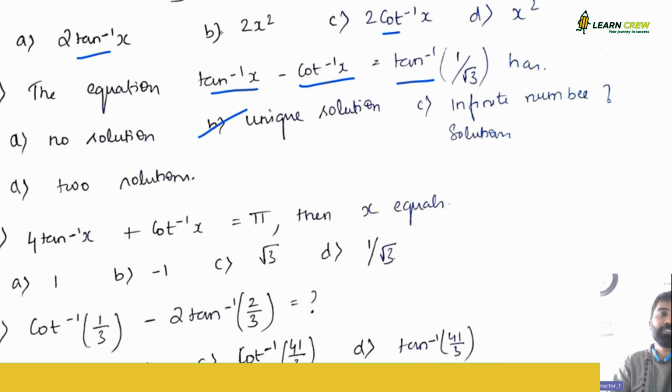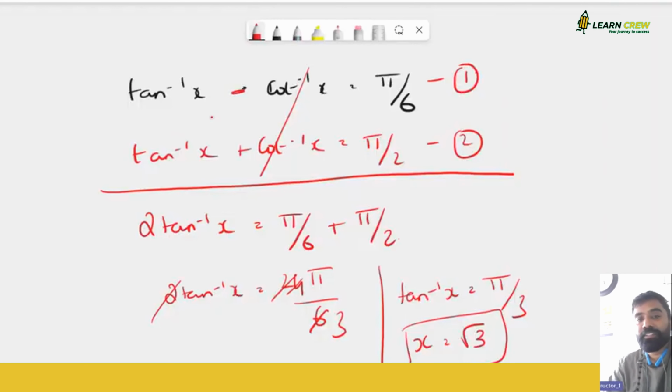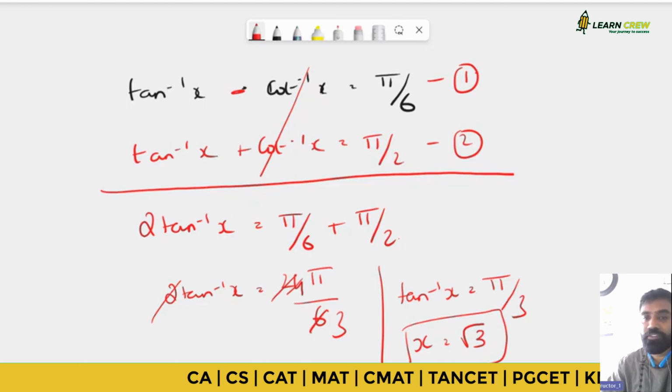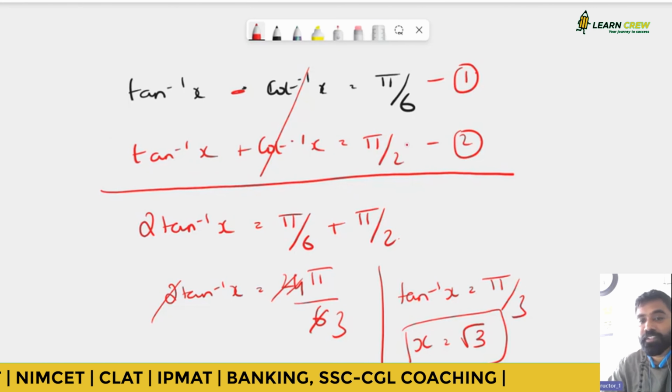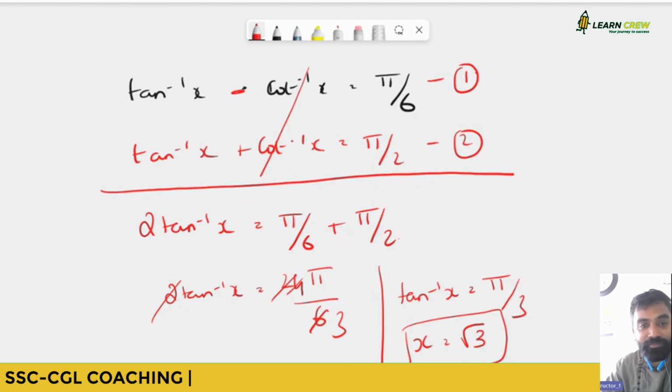What I did was, I'm having some equation in this form, but I need to simplify it in order to get an answer, whether we have a unique solution or not. I know a standard formula, that is tan inverse of x plus cot inverse of x equal to pi by 2. I just cancelled out. I'm left with a single term, that is tan inverse of x. Now I can simplify it.